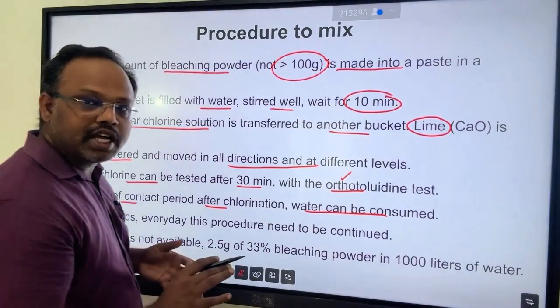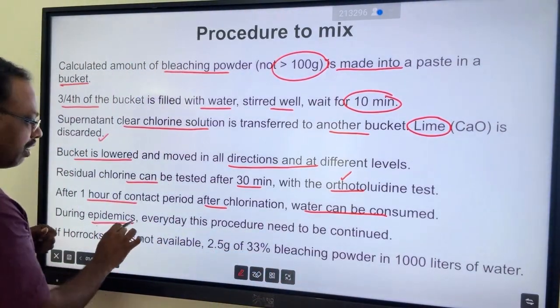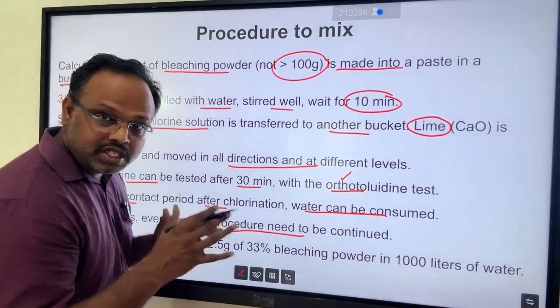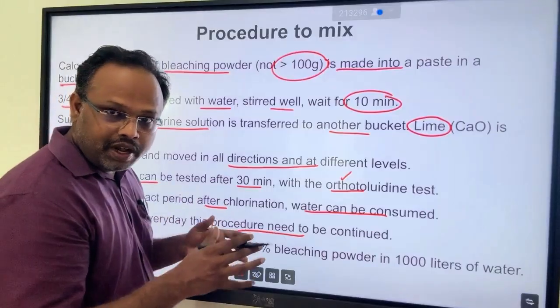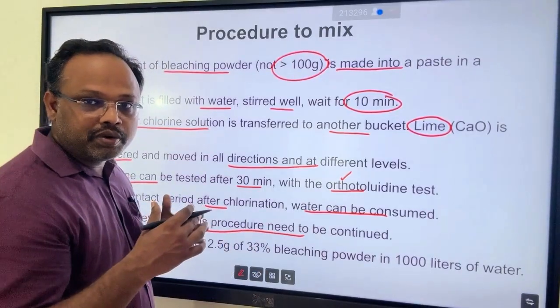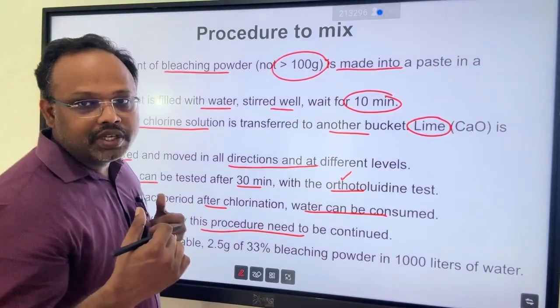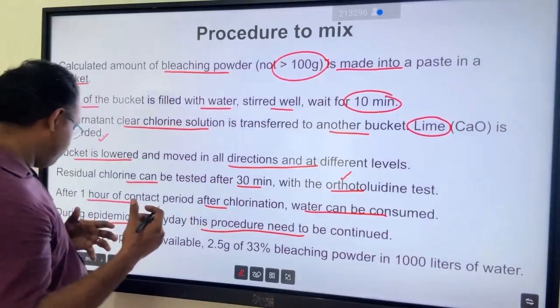Usually, this procedure has to be done every week, and during epidemics, every day. That is, we need to test with the Horax apparatus. We need to add the bleaching powder to the well. Then we need to test with the orthotoluidine test. Then after 1 hour of contact period, we can advise the people to consume the water.